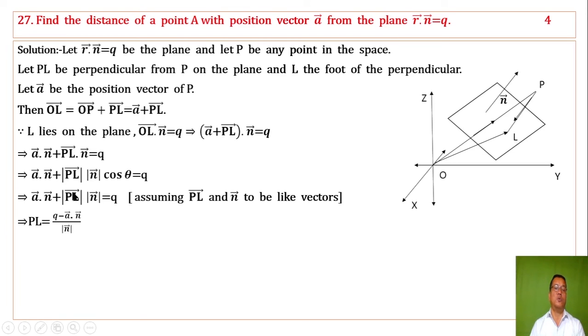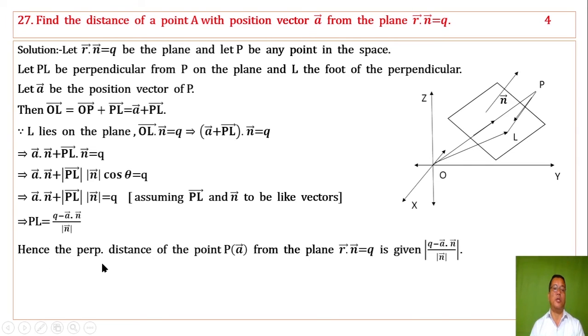PL is equal to q minus a vector dot n vector divided by magnitude of n vector. Hence, the perpendicular distance of the point P whose position vector is a from the plane r vector dot n vector equal to q is given by modulus of q minus a vector dot n vector by magnitude of n vector.